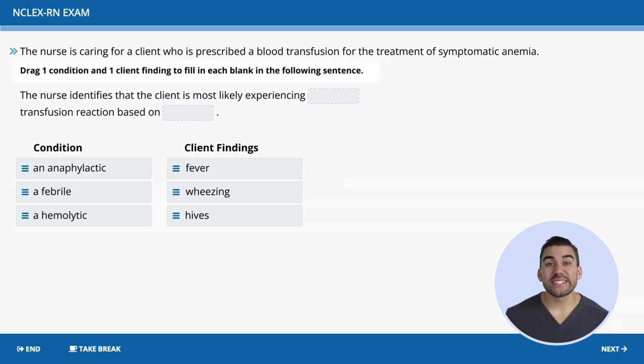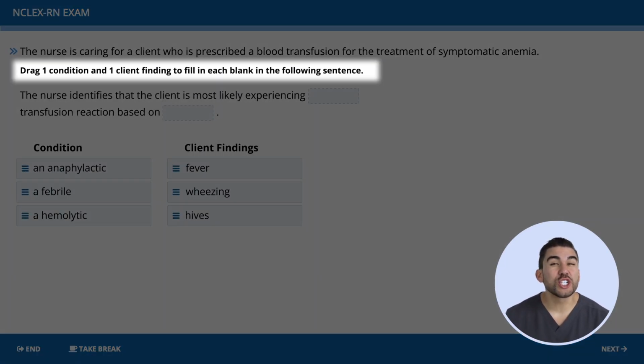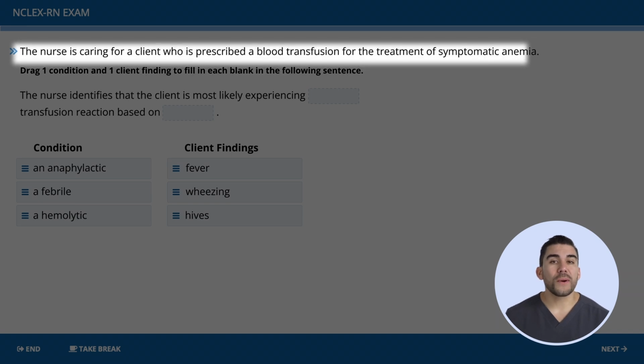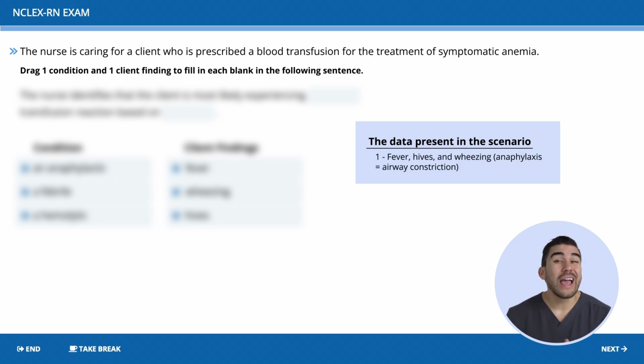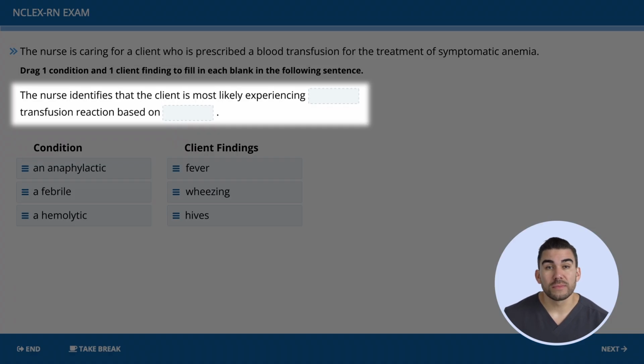The question is asking us to complete the following sentence by choosing from the list of options. The problem here is a transfusion reaction. So for the solution, before looking at the options here, always think of the data presented in the scenario. So we see fever, we see hives, as well as wheezing, the inflammation in the lungs. So we got to be thinking anaphylaxis with that airway constriction. So let's walk through the question. The nurse identifies that the client is most likely experiencing blank transfusion reaction based on blank.